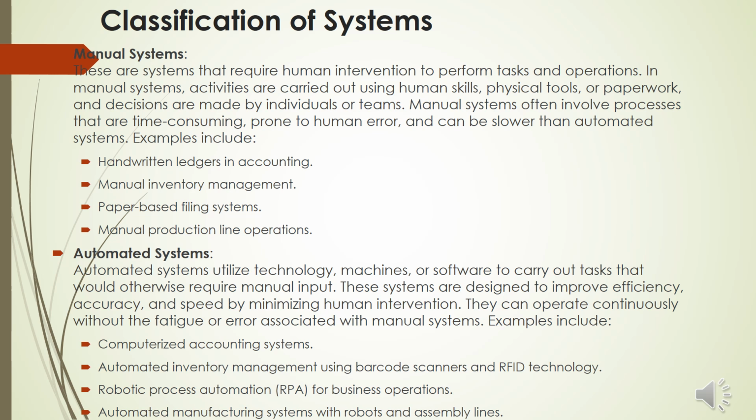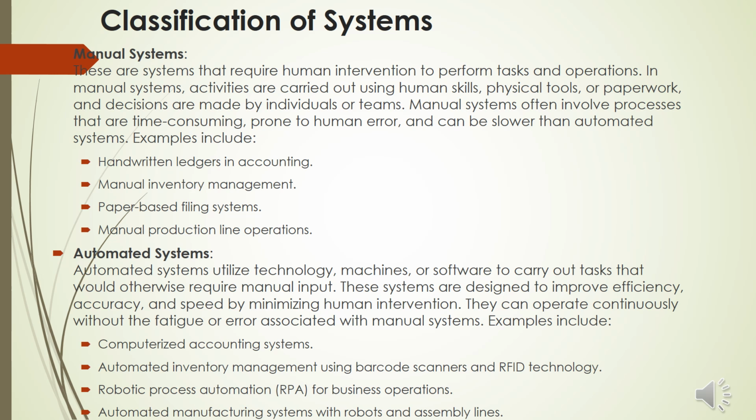In this manual system, activities are carried out using human skills, physical tools, or paperwork, and decision making is made by individuals or a team of individuals. Manual systems often involve processing that is time consuming, and the processing is also prone to human error, and they can also be slow in terms of usage.